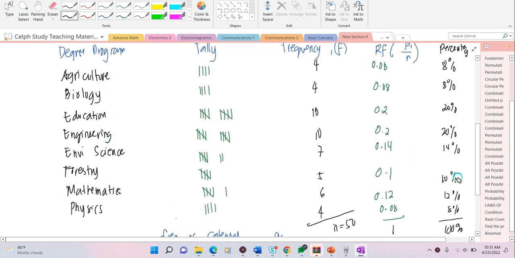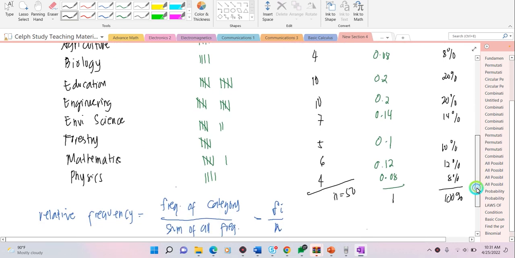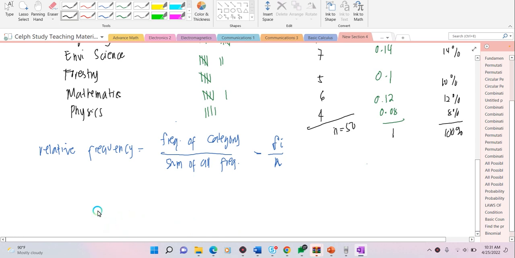With all these values, we can also represent our categorical data through a graph. There are many types of graphs we can use to represent your data. You can use a bar graph. I know you are familiar with a specific bar graph. What you do is you have the values, for example agriculture, agri, you have your biology.